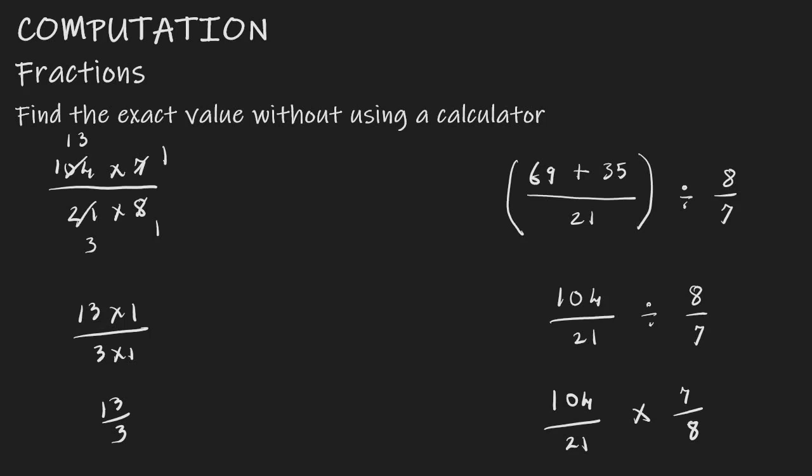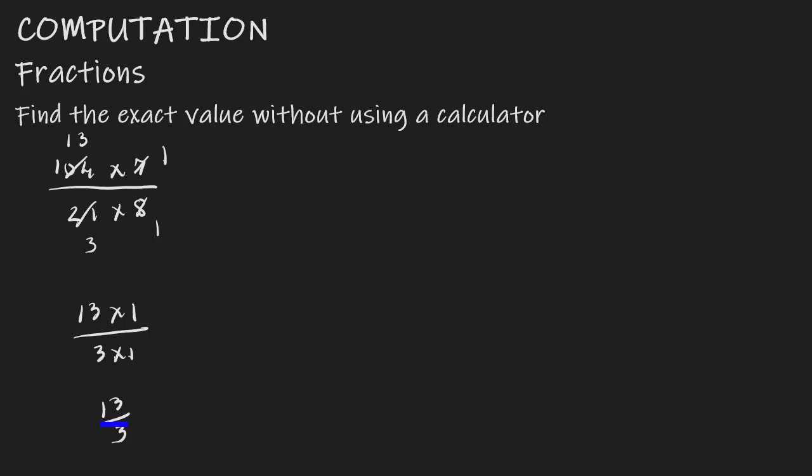13 on 3 is an improper fraction, so let's change it to a mixed number. So we get 3 into 13, that is equal to 4, with a remainder of 1 on 3. And that is my answer.